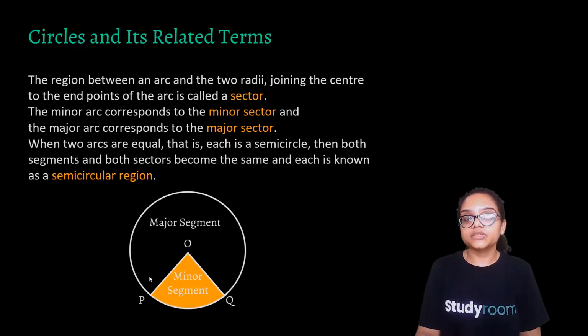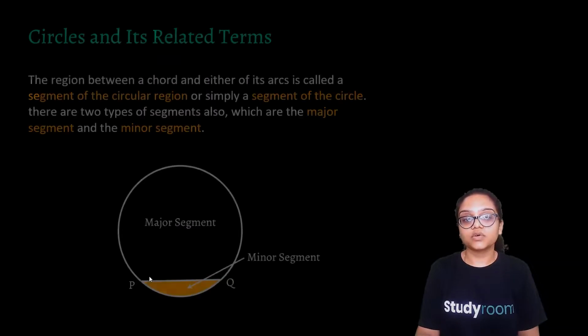Okay. The region between the arc and the radii joining the center to the ends of the arc is called a sector. And similarly, the portion which is shorter, or the minor arc, corresponds to a minor sector, and the major arc corresponds to a major sector. Okay, so we have learned about minor and major arc, minor and major segment, and minor and major sector.